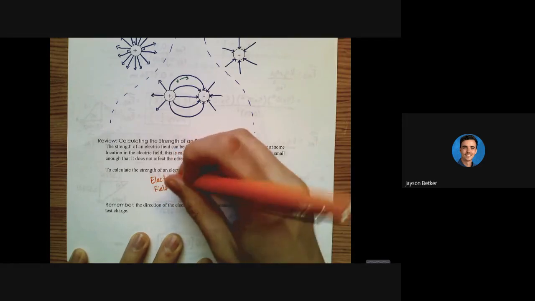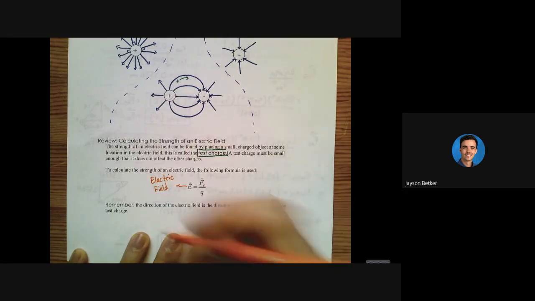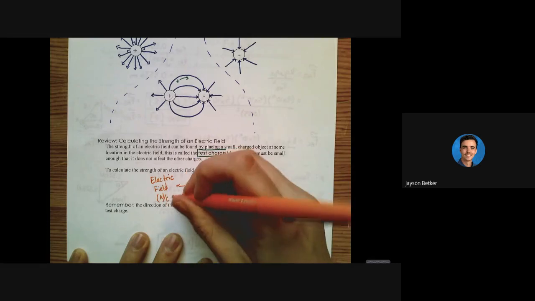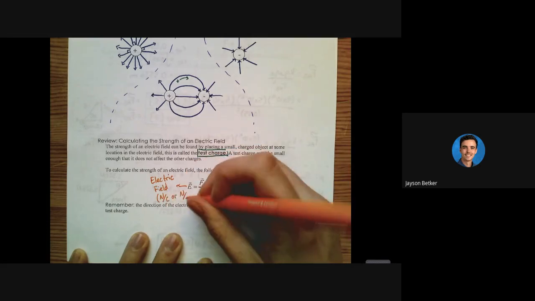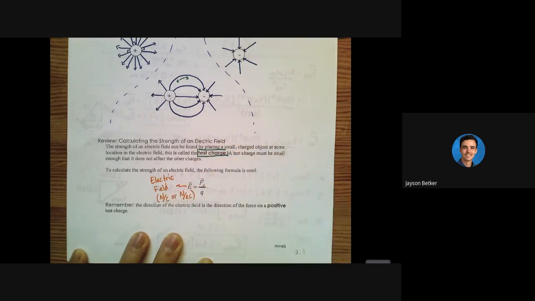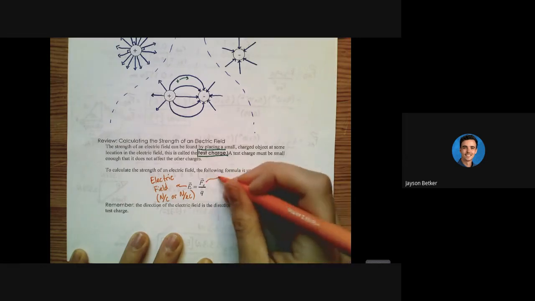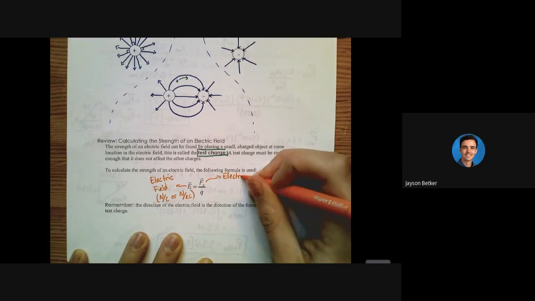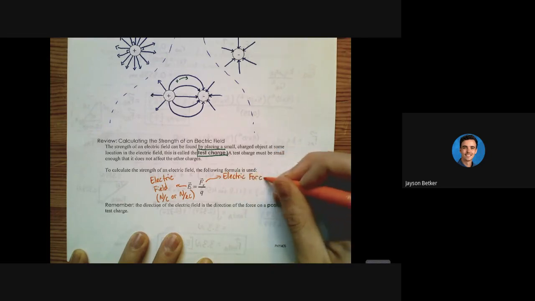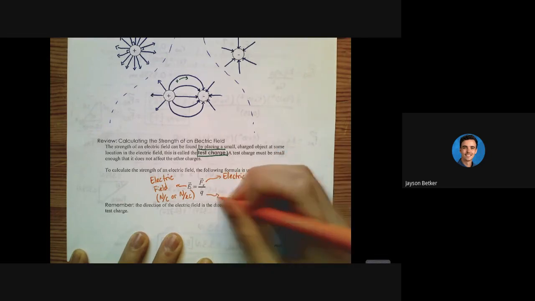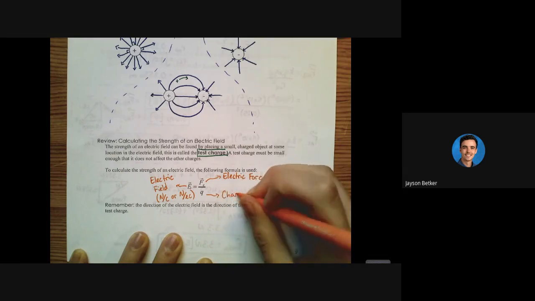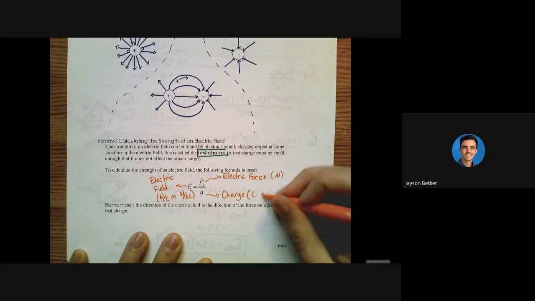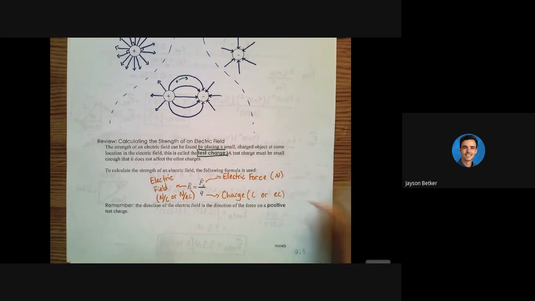Let's just write the whole thing out. Electric field. To remind you, we can measure electric field in newtons per coulomb or in newtons per coulomb. And then up here, we have electric force. Fe is the electric force. And what is Q again? That's the charge. So, newtons per coulomb. That's where this comes from.